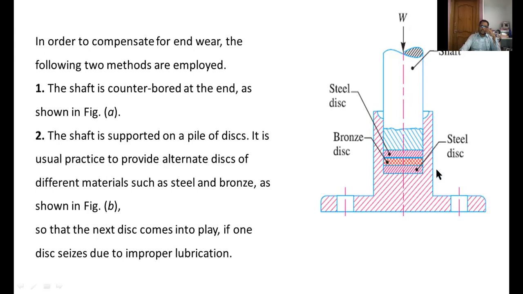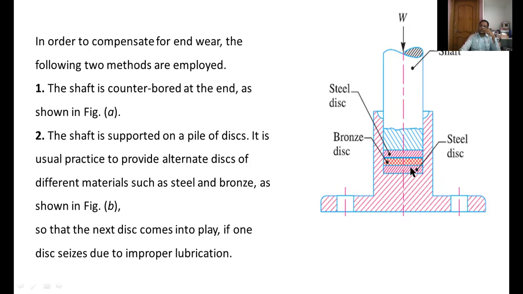It is usual practice to provide alternate discs of different materials such as steel and bronze, as shown in the figure. Here we are using a steel disc, then a bronze disc, and finally a steel disc again.